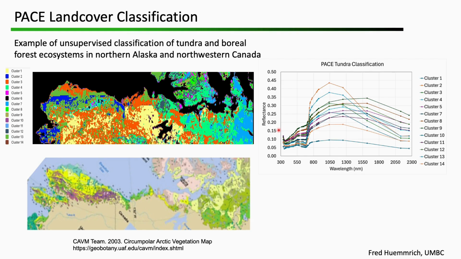And then there's a second set that have higher visible reflectance, and the shape of these spectral reflectances look more like lichens. And so these are probably sites that are more lichen dominated with varying amounts and types of lichens in them. So this is the kind of classification and interpretation of classes that we can get out of PACE data.